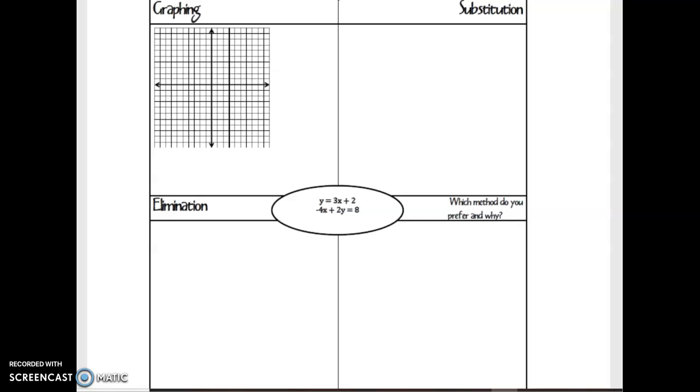So the notes that go with this video are the ones that you see on the screen. For my students, these are the notes that you currently have on page 6 in your notebook. And please remember that you should have already completed the top part using the video on graphing and substitution.